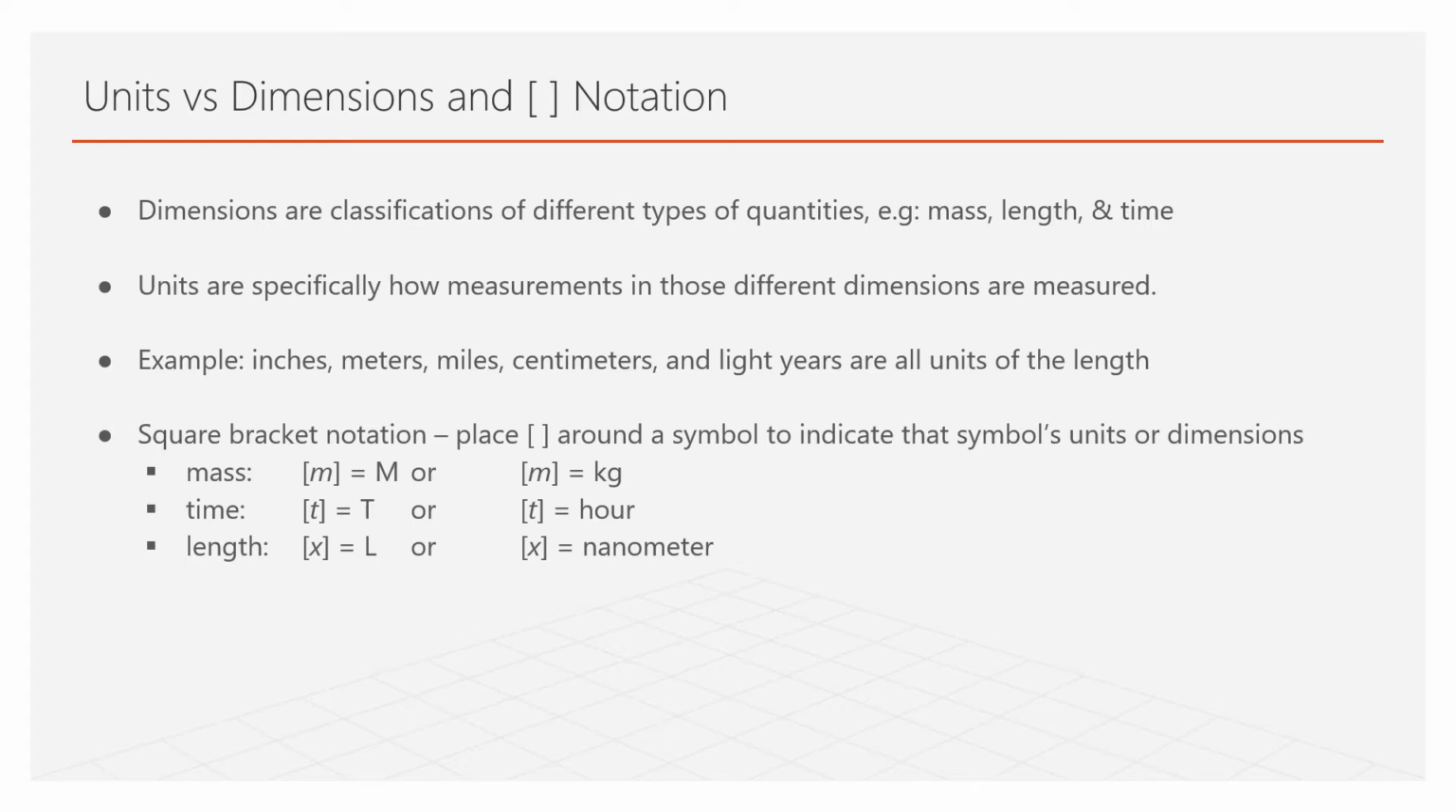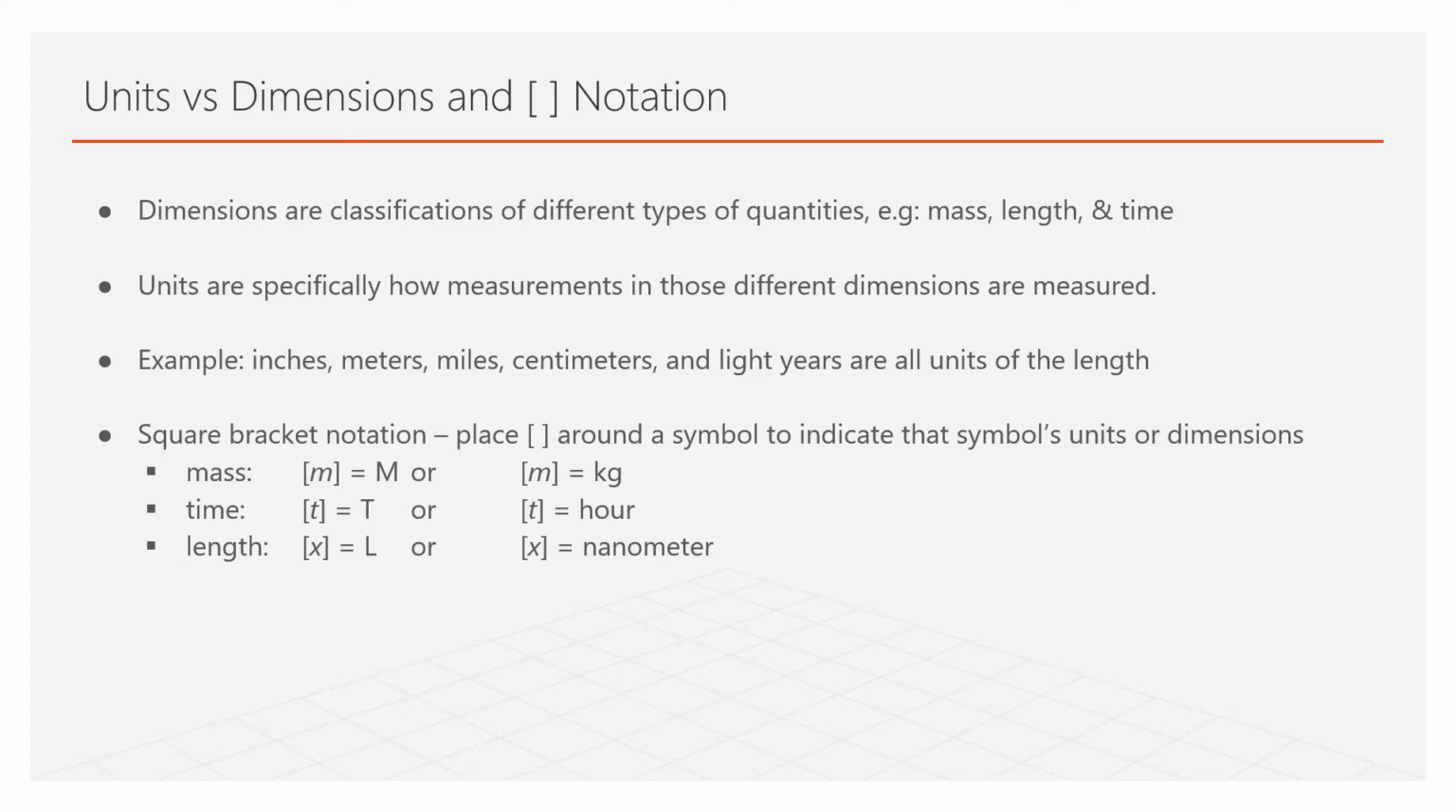The square bracket notation is when we place square brackets around a symbol to indicate that symbol's units or dimensions, depending on the context. For example, if the lowercase letter m is a quantity of mass, then we could put the square brackets around m and say that that is equal to capital M, where capital M means mass. Or if we wanted to talk about its units, we could place the square brackets around m, and if m is measured in kilograms, we would say square brackets of m is kilograms.